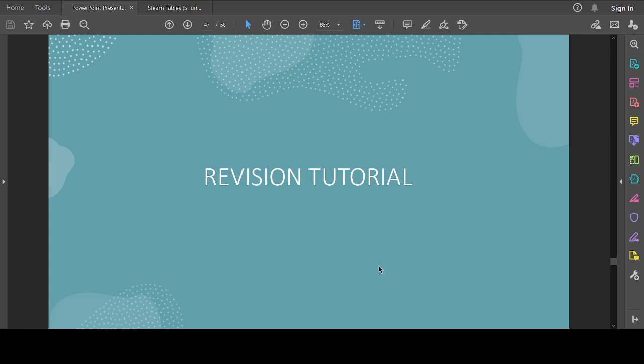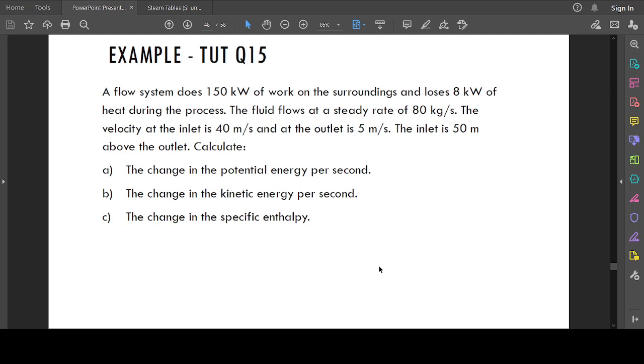So this brings us to the revision tutorial. We'll be looking at some of the examples from the previous year when we did introduction to thermofluids, and hopefully this can bring back your memory, and we can move on from here.